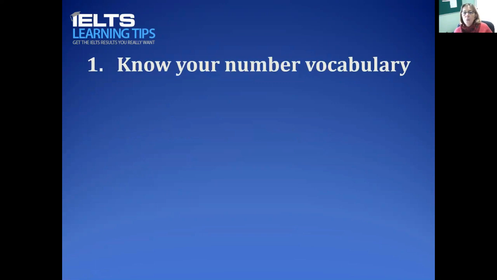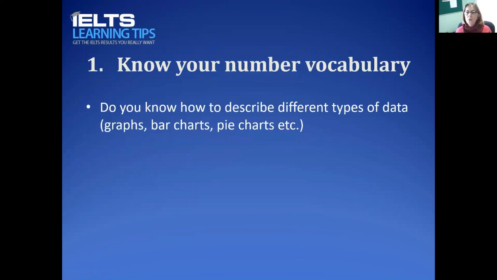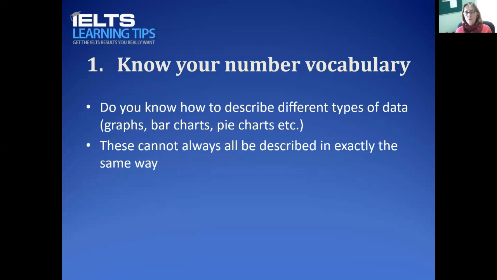Right, so let's start with the number vocabulary. So can you describe all the different types of data? Remember, some of them have movement and some of them don't. So you can't always use the same language for all types of data. So in a bar chart, it would be very difficult to see fluctuation, for example. But in a line graph, fluctuation is very clear. So the word fluctuation may not be a good word to use if you're describing a pie chart or a bar chart.